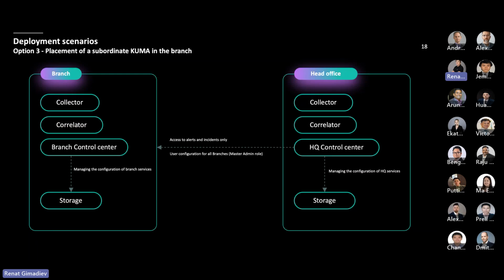And so from the head office, a new role will be created. In this case, it's called the master administrator role. So this role can do the user configuration for all branches.